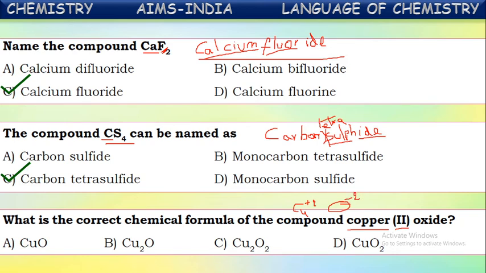If you write the formula by using the crisscross method from these two, what do we do? First we write the positive ion followed by the negative ion, and then we take the common factor from their valencies. The maximum common factor is eliminated. Here 2, here also 2. Now 2 is eliminated, and then the plus and minus symbols are omitted. Now the remaining numbers are crisscrossed. Here 1 remains, here also 1 remains. It becomes CuO. Copper(II) oxide formula is CuO.